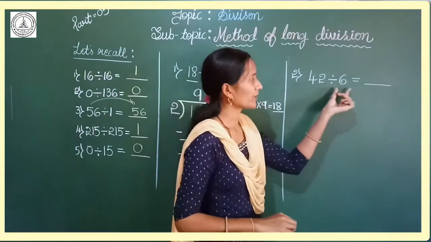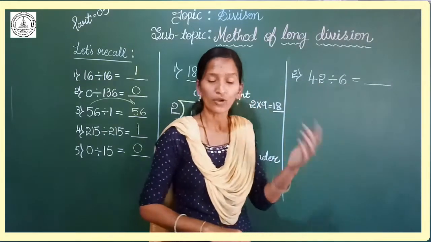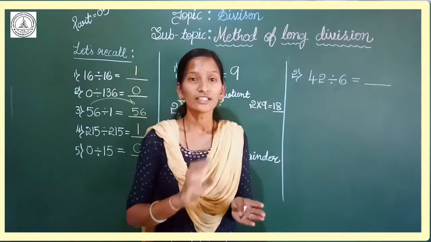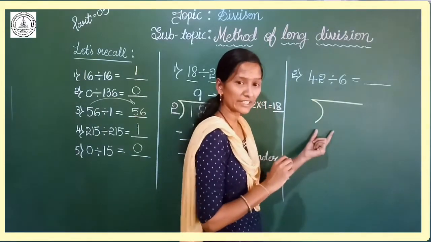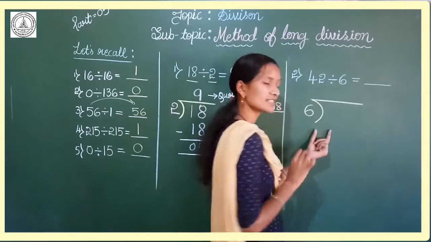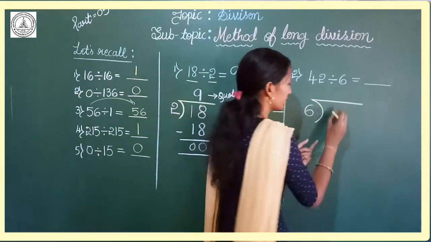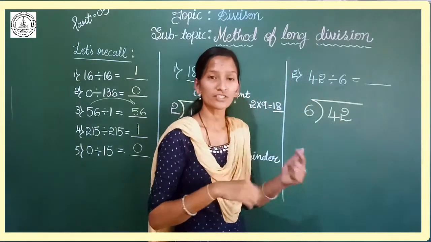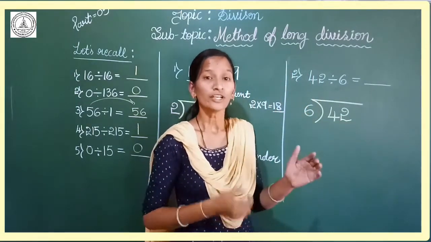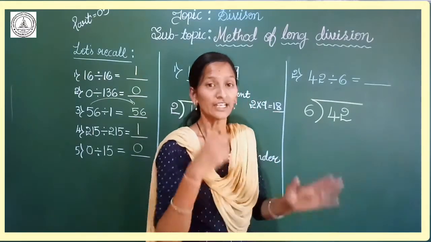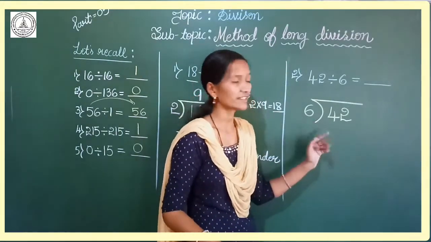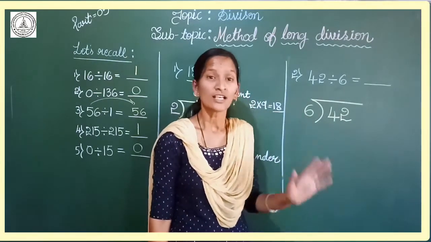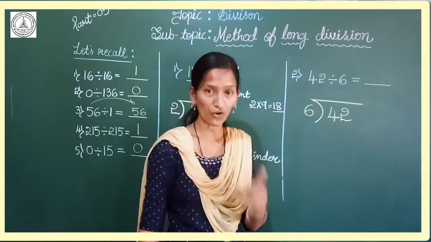So now come to the second problem. It is 42 divided by 6 is equals to dash. So what is our first procedure? So here you have to write down the given numbers in a symbol. Here I am writing 6 here because this is a divisor. So next I am writing 42 here. Yes, what is our next step? So here you have to recite the table of 6. Right? In the table of 6, how many 6 are equals to 42? Yes, in the table of 6, 6 7's are equals to 42.